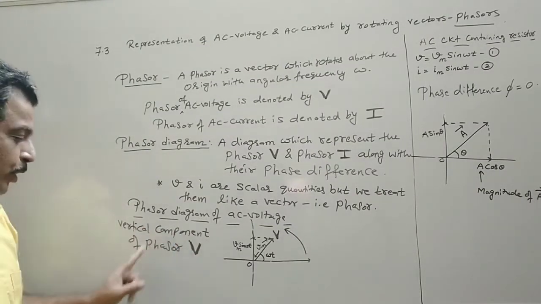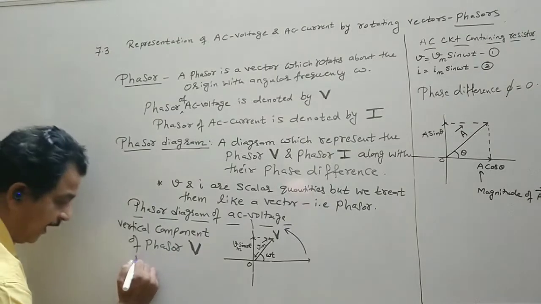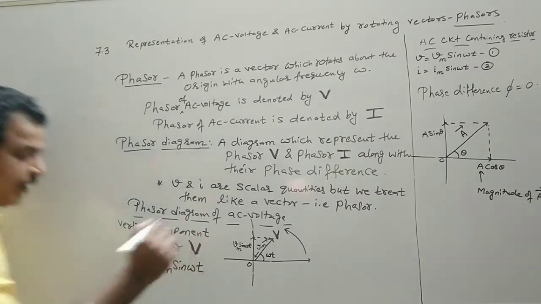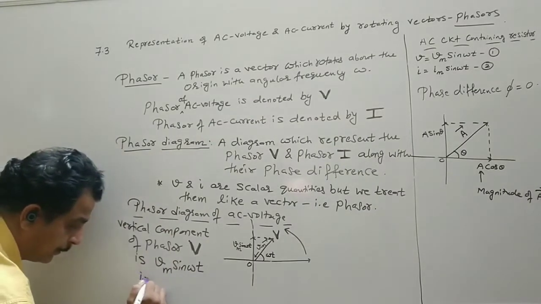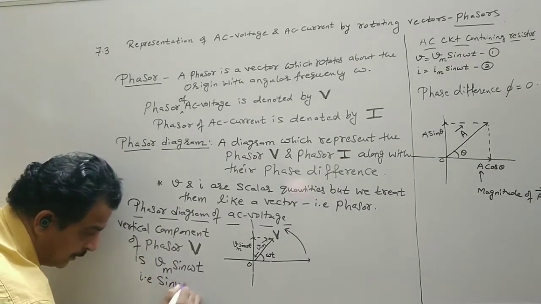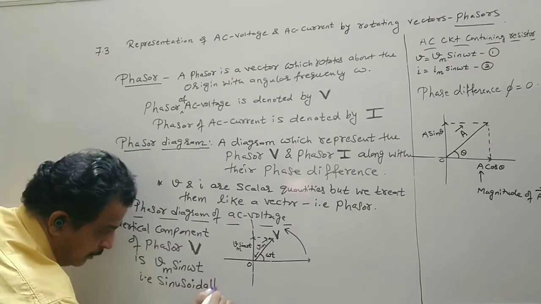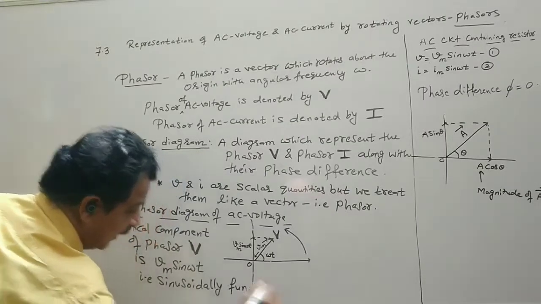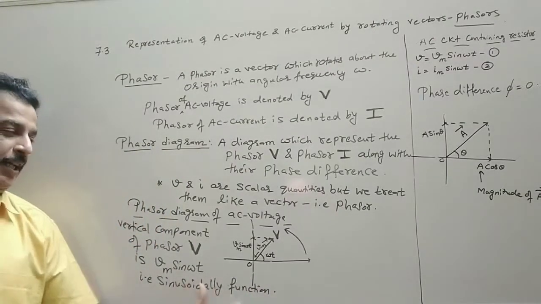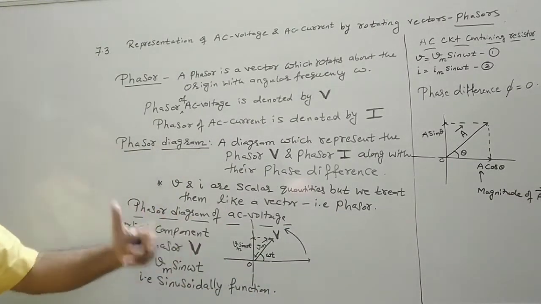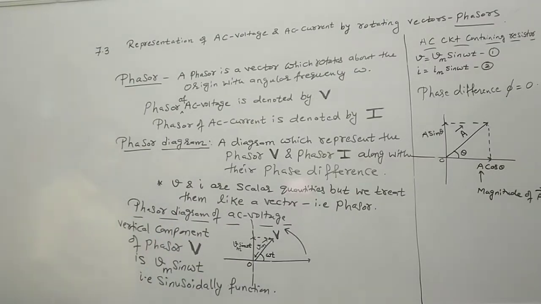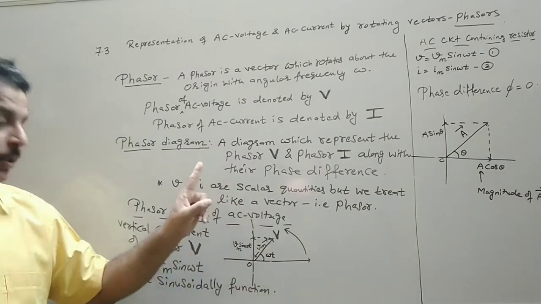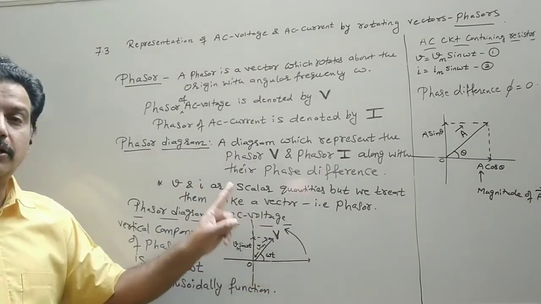So the vertical component of phasor V is Vm sine omega t, that is a sinusoidal function, or it is a function of sine. So it varies sinusoidally. It means it is a function of time. It is a function of sine. So this is the phasor diagram of AC voltage.